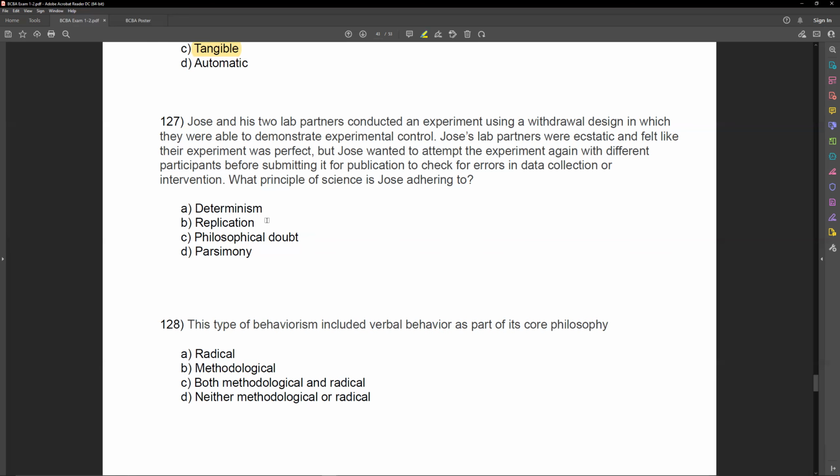And then parsimony says we always go with the simplest answer first, right? So B here is our best answer. Jose wants to replicate his experiment to check for errors in data collection or intervention. He's not necessarily doubting what they're doing, right? They like their experiment. He just wants to replicate it to be sure.